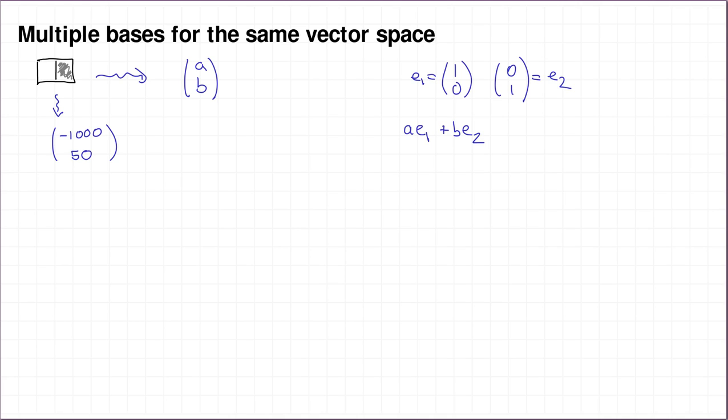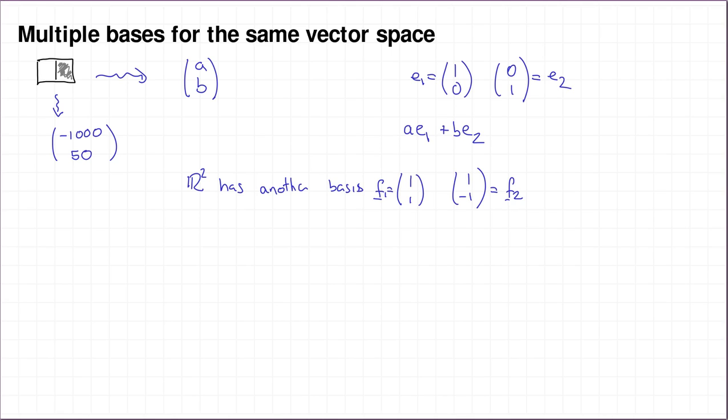Well, of course, we know that there is another basis for R squared. So R squared has another basis, (1, 1) and (1, -1). So let's call this f1 and let's call this f2. That was one of the examples on our very first slide about bases. So we should be able to write every element of R squared in one and only one way as a linear combination of f1 and f2.